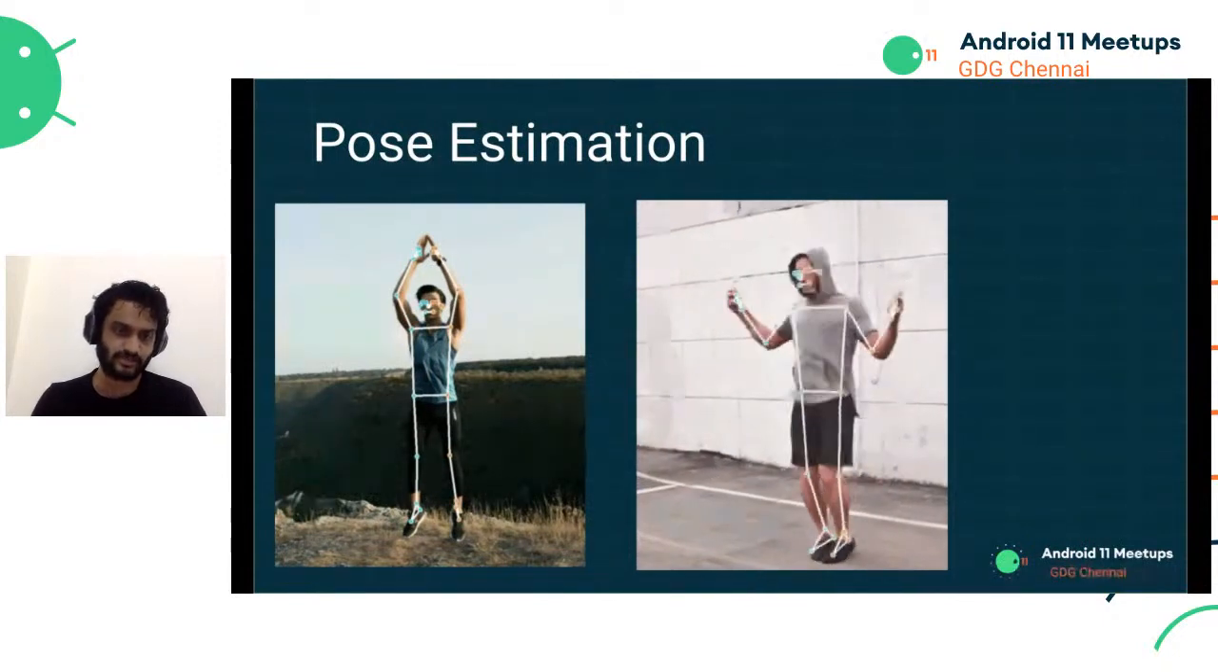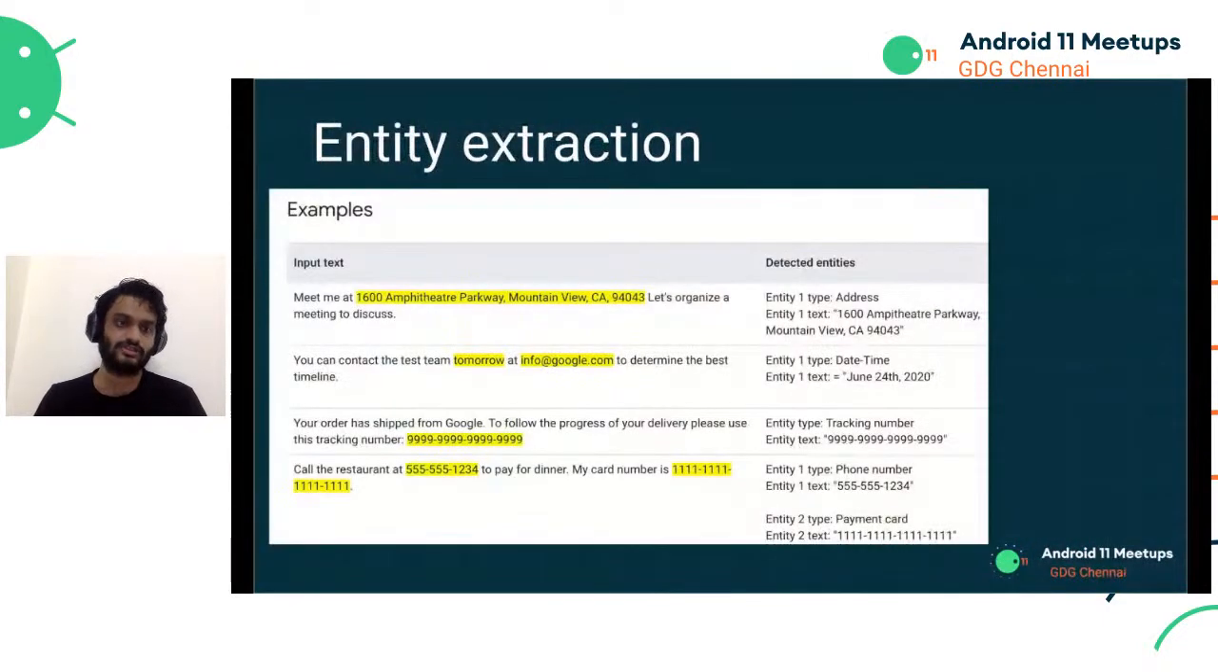There is also something called entity extraction. So far we are doing text extraction, where from an image we get out the text, but we haven't figured out a way to identify whether it's an address, an email ID, or a phone number.